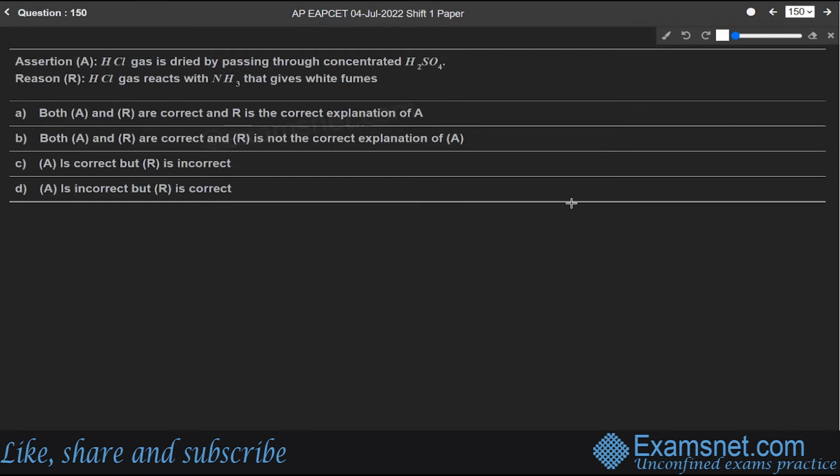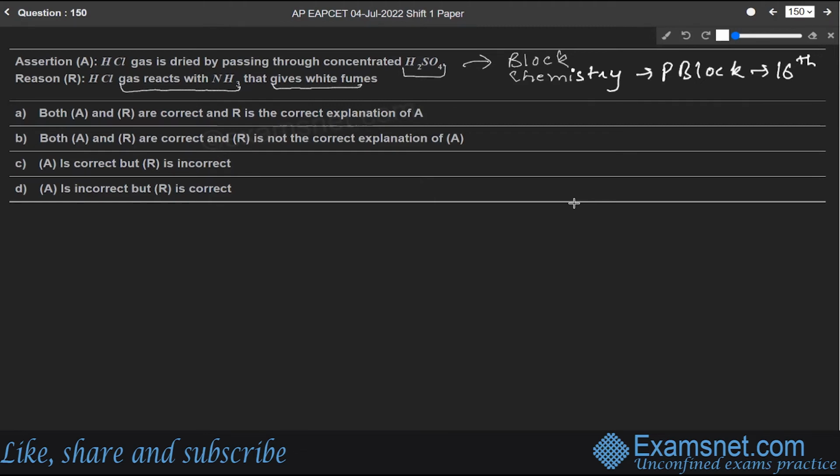So question 150 states what? HCl gas is dried by passing through concentrated H2SO4. HCl gas reacts with ammonia that gives white fumes. Again, the question is from the P block chapter, group number 16. The 16th group topic of HCl is there, thereby you can see this. So the questioner said HCl gas is dried by passing through concentrated H2SO4.